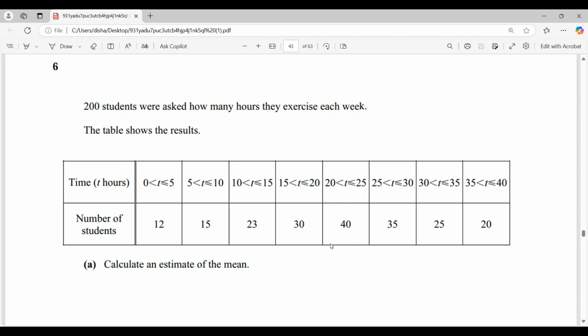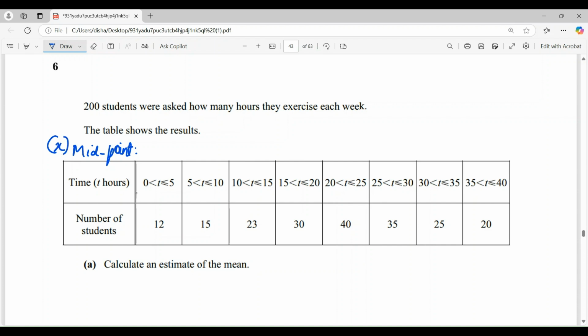So let's start. Coming to question number 6. 200 students were asked how many hours they exercise each week. The table shows the result. Calculate an estimate of the mean. Now, whenever we have to find the mean and we have this table, it is very important to first find the midpoint, which will be called x.